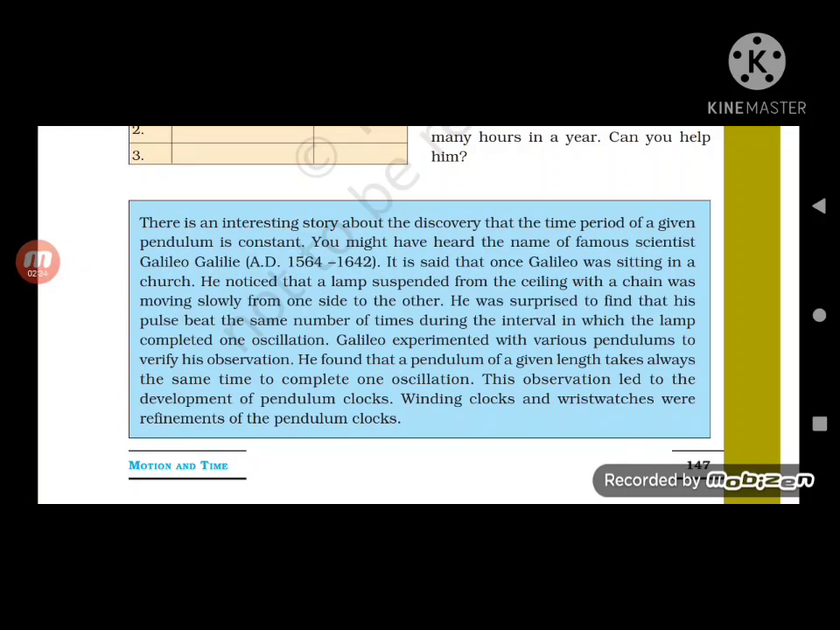takes always the same time to complete one oscillation. The observation led to the development of pendulum clocks. Winding clocks and wristwatches were refinements of the pendulum clocks.